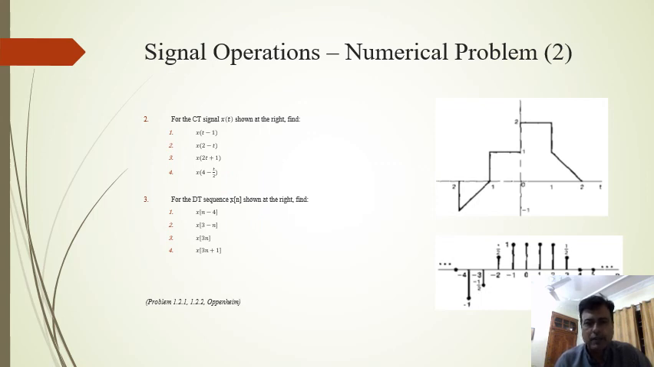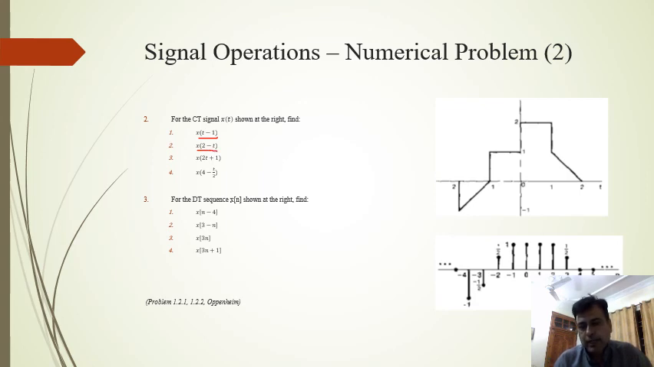Okay, these are a few more problems for your home practice. Here we have a signal x of t which is shown like this. You can see its waveform, and the same is true for another signal, a discrete time signal x of n, given over here. In this case you have to generate first x of t minus 1, a shifted version of this x of t, then x of 2 minus t.